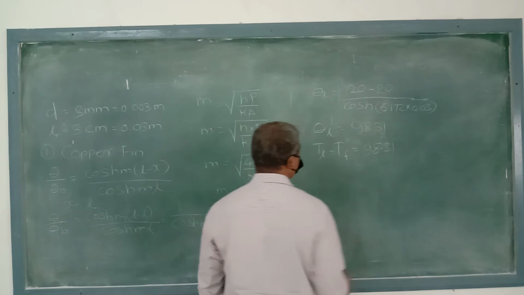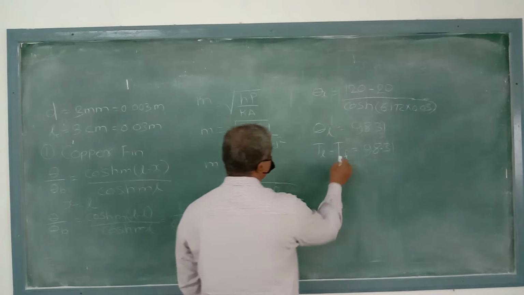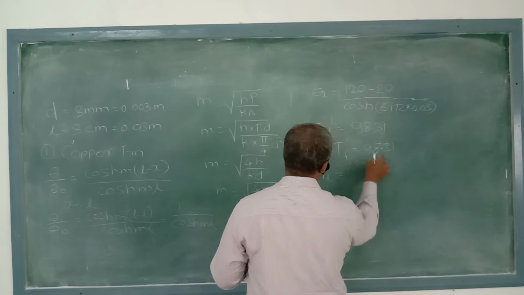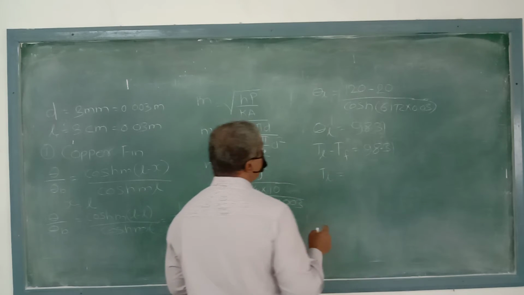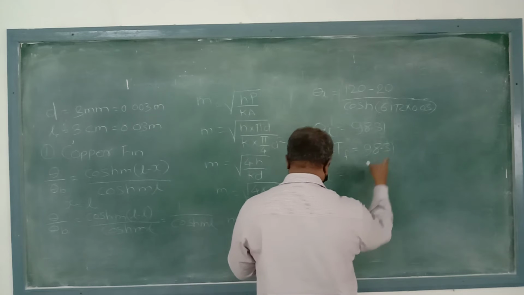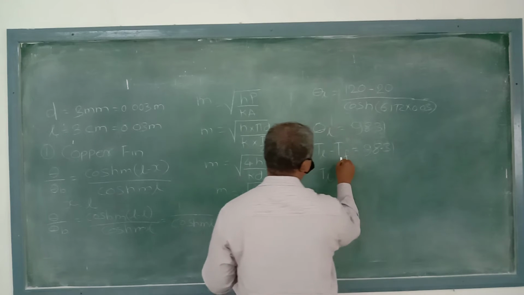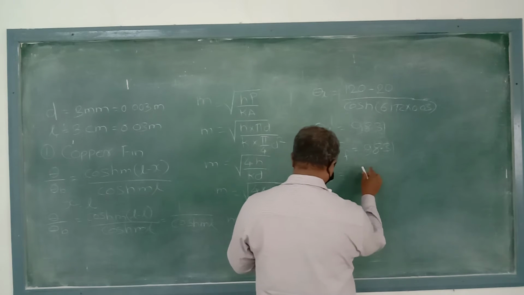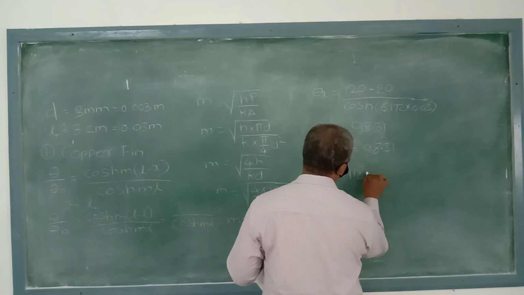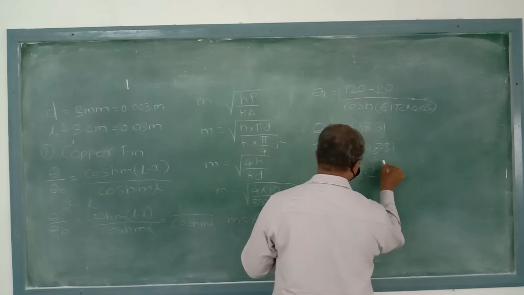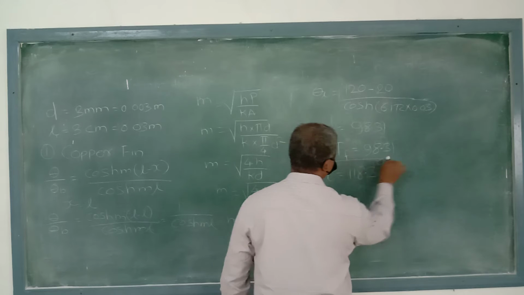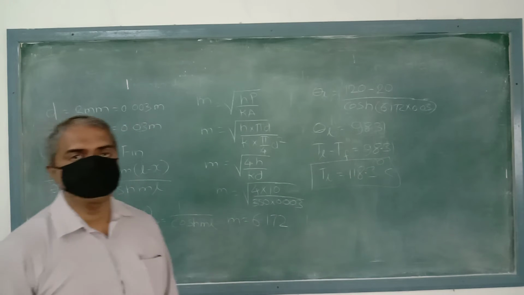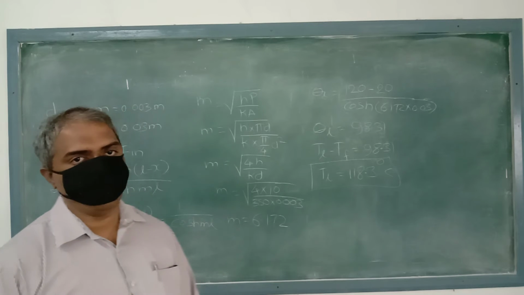So we know the surrounding temperature. So theta L is T_L minus the temperature of surrounding, 20. From this, subtraction means we are going to add over here. So we are getting the value 118.3 degree Celsius. So this is the temperature when we are using the copper material.